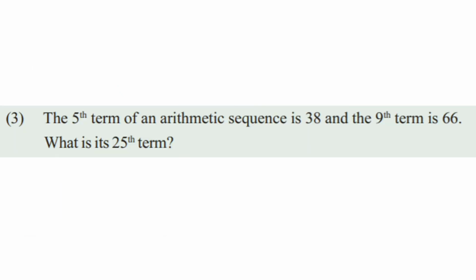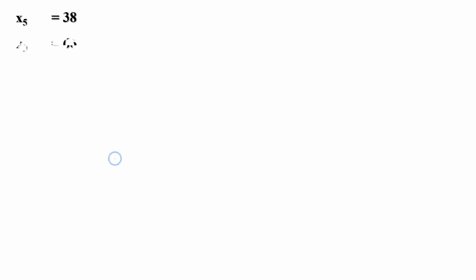Next problem. The fifth term of an arithmetic sequence is 38 and ninth term is 66. What is its 25th term? Given that fifth term is 38, ninth term is 66. Common difference is ninth term minus fifth term by 9 minus 5. That is 66 minus 38 by 4. That is 28 by 4 or 7. So the common difference is 7. Now we have to find the 25th term.